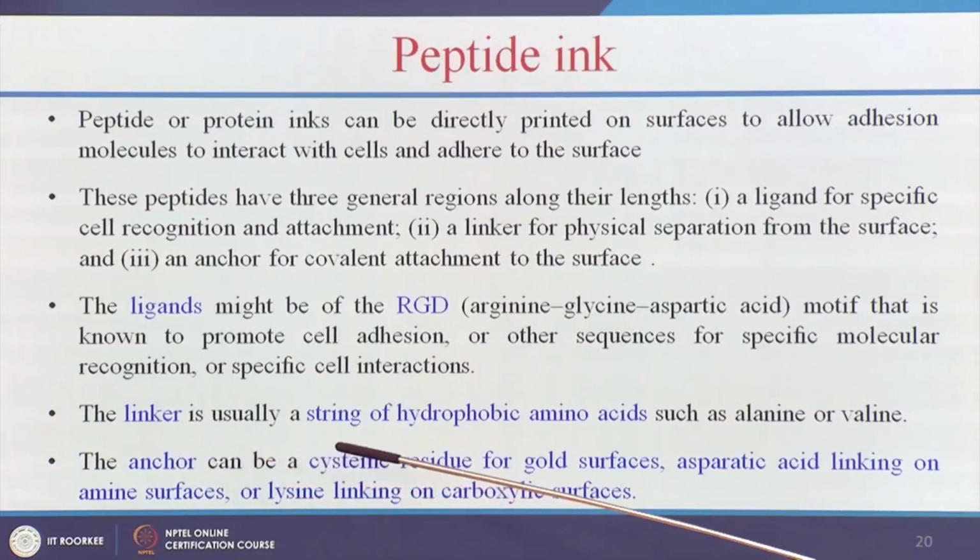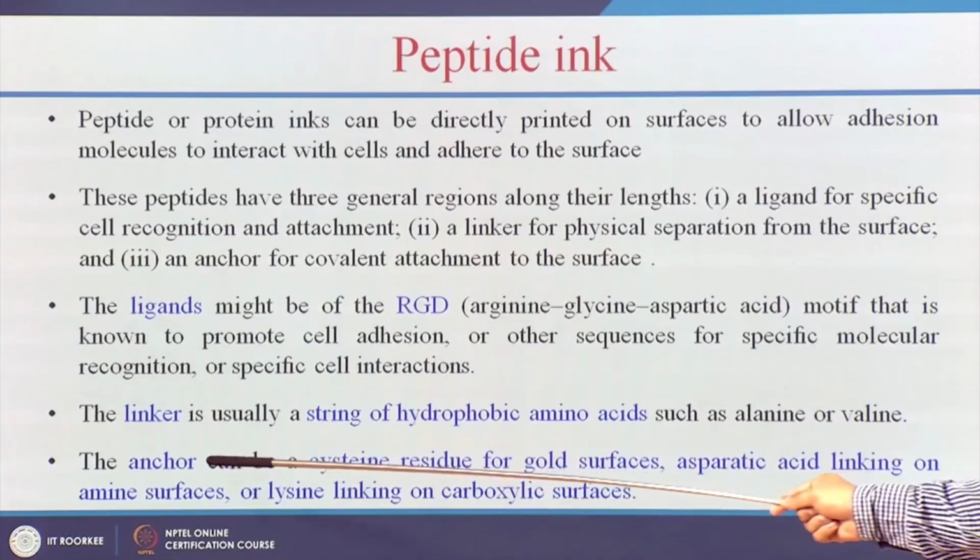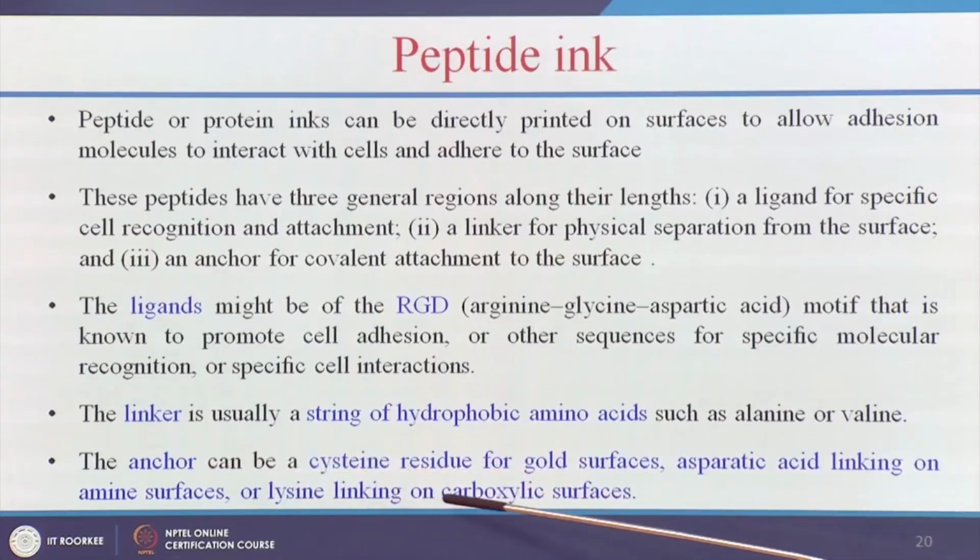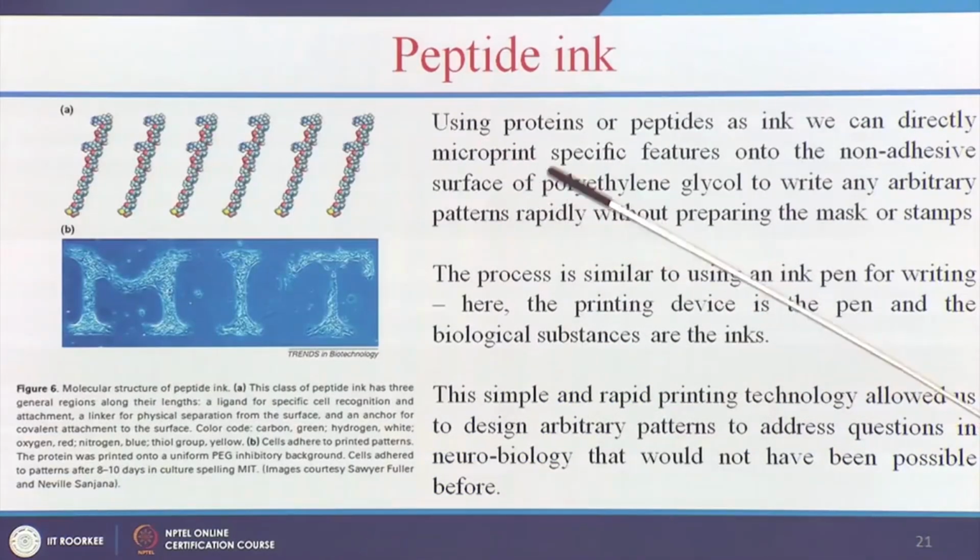So the anchor can be a cysteine residue for gold surfaces. If you want to write on gold surfaces, you can use cysteine, and aspartic acid for the amine surfaces, and lysine for the carboxylic surfaces. So using this peptide ink or protein ink, you can write any kind of arbitrary structures.